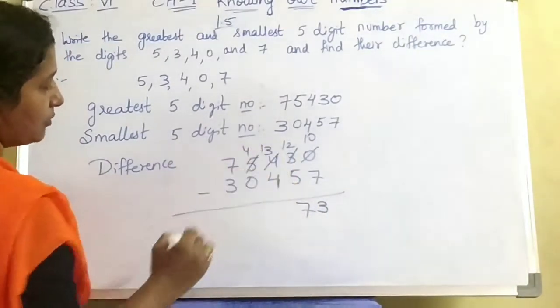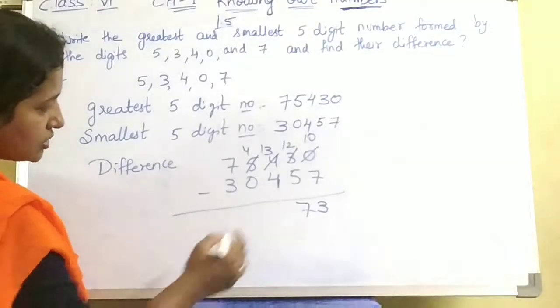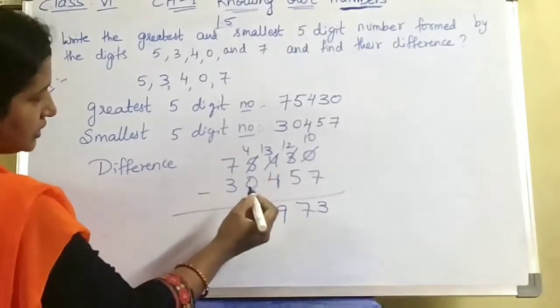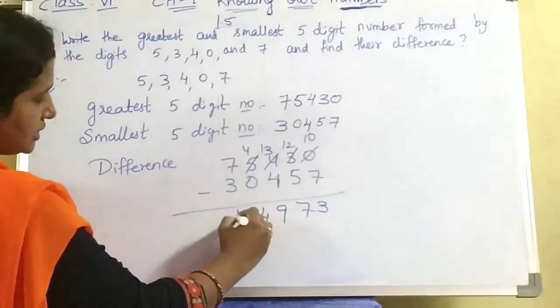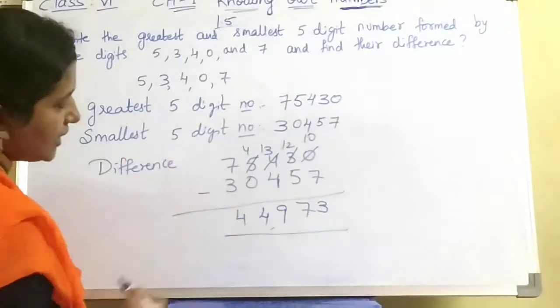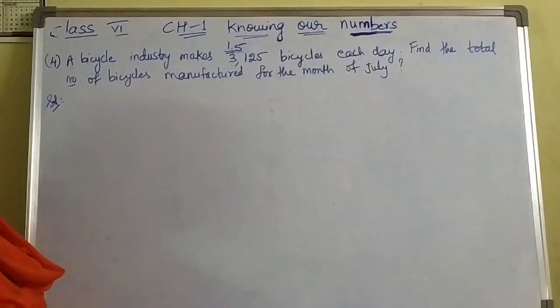And here from 3 we can't remove 4, so take borrow. Here it will become 4 and it will become 13. 13 minus 4 is how much in that? 9. Next 4. 4 minus 0 is 4. And 7 minus 3 is 4. So 44,973 is the answer.